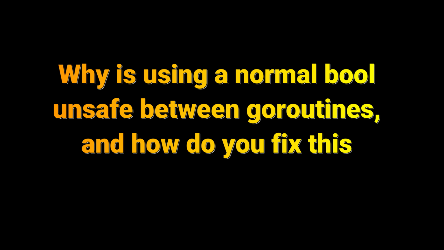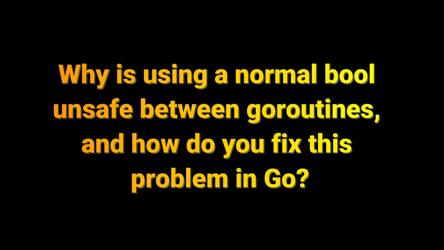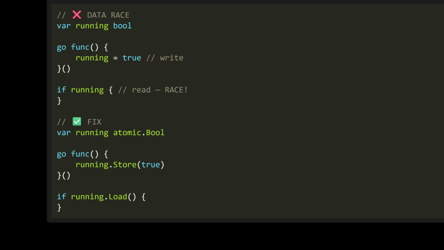Question: why is using a normal bool unsafe between Goroutines, and how do you fix this problem in Go? Answer: using a normal bool between Goroutines is unsafe because reading and writing it at the same time causes a data race. One Goroutine may change the value while another Goroutine is reading it, which can lead to unpredictable behavior. Go does not automatically protect simple variables like bool from concurrent access.